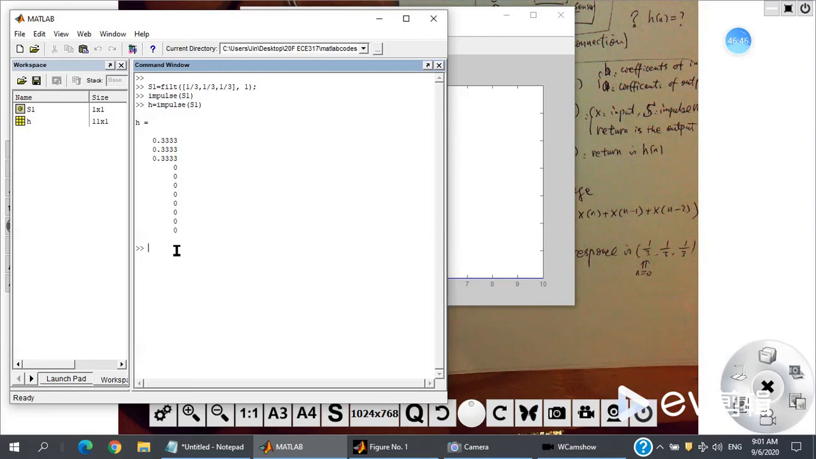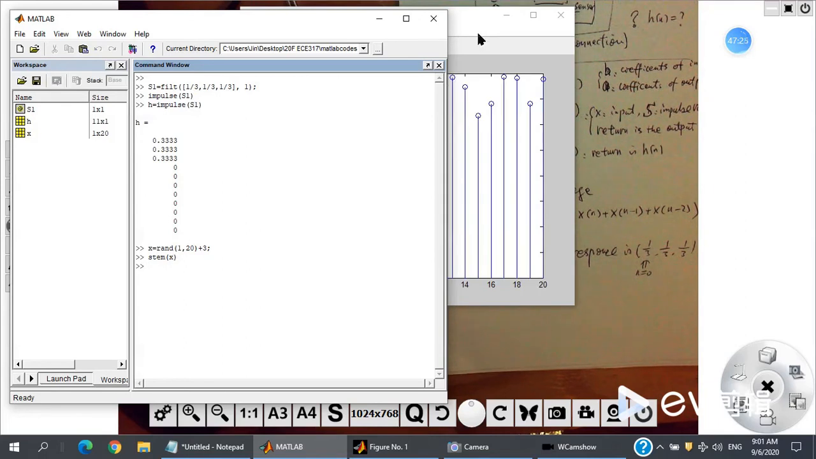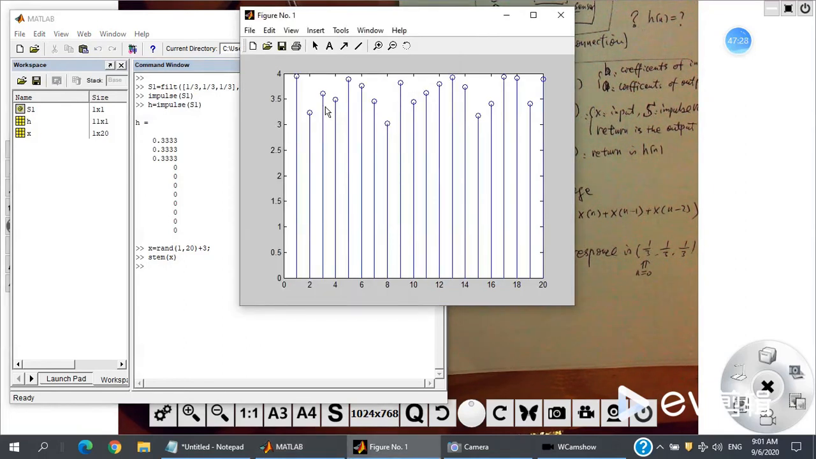And then we want to find the output. I use x. x could be anything. For example, I use a random value. I give 20 values plus 3. Okay, I use this one as an input. We can see what it is, stem of x. Okay, this is 3 plus a random value, right?